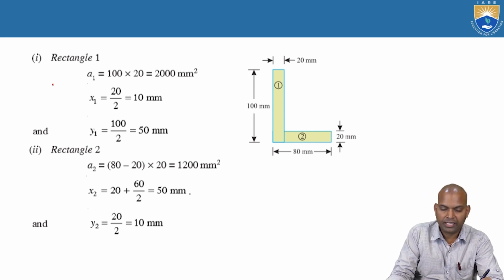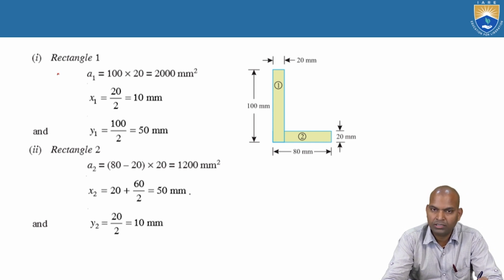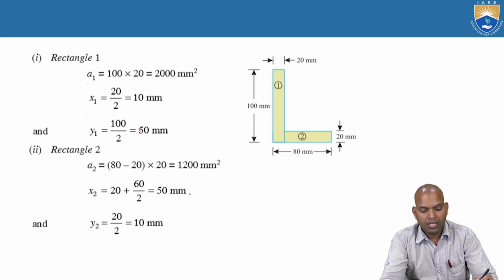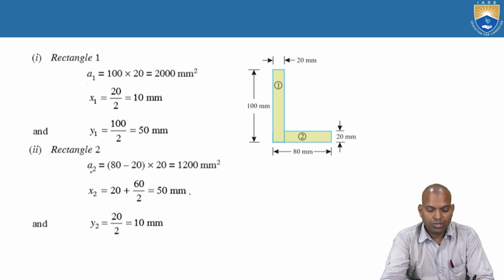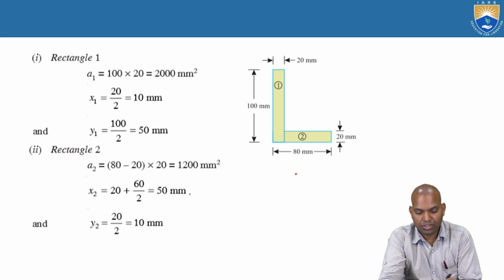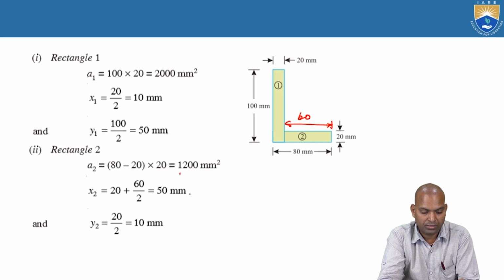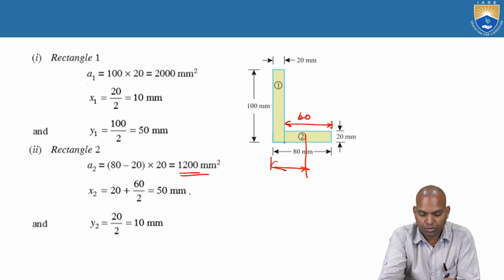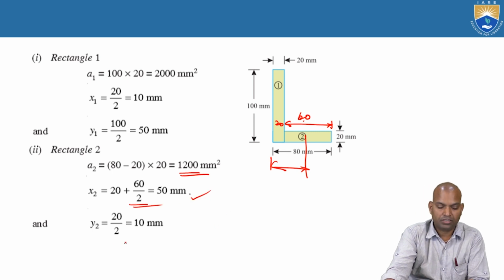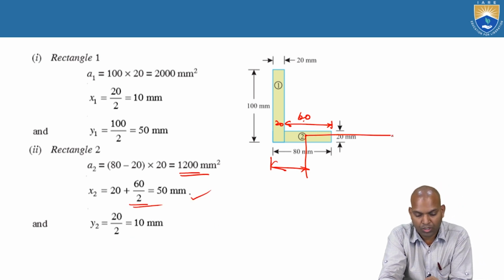Coming to the procedure, again, the procedure is that rectangle 1, A1 equal to 2000 square millimeters, X1 10, Y1 50. And rectangle 2, what about A2? 1200 square millimeters, that's 80 minus 20, this is the portion, 60 into 20. And X2, what about X2 from here to here? You cannot make it 80 by 2. No, it is 20 plus 60 by 2, 50 millimeters. What about Y2? From this point, the vertical distance.